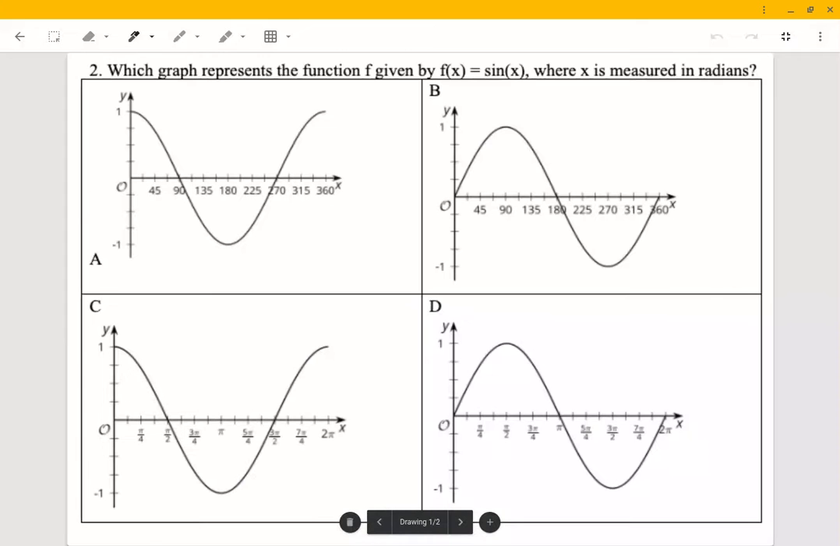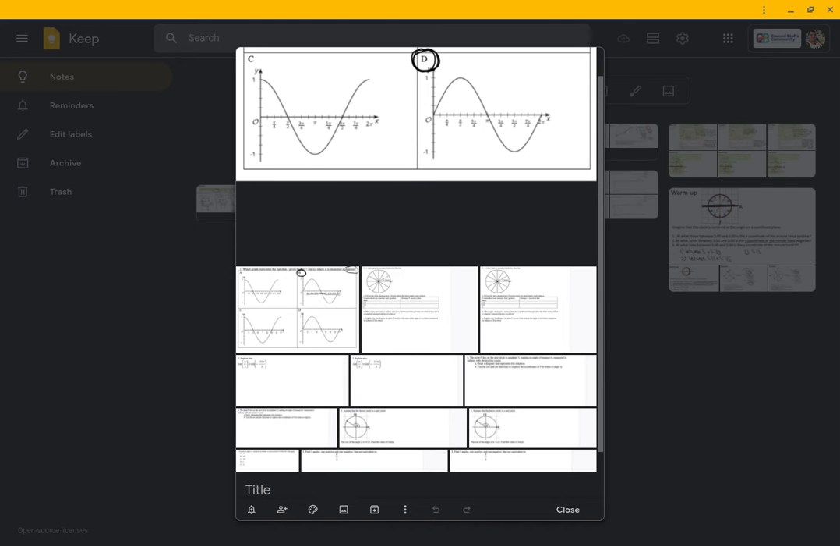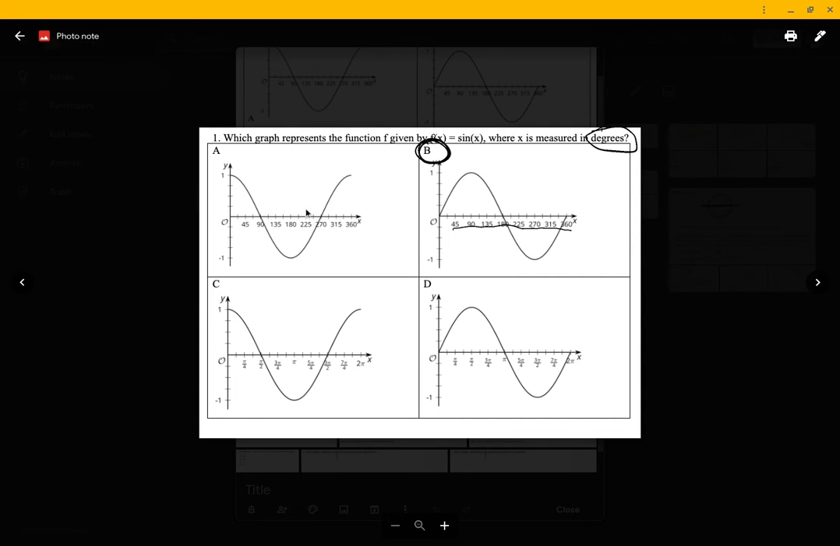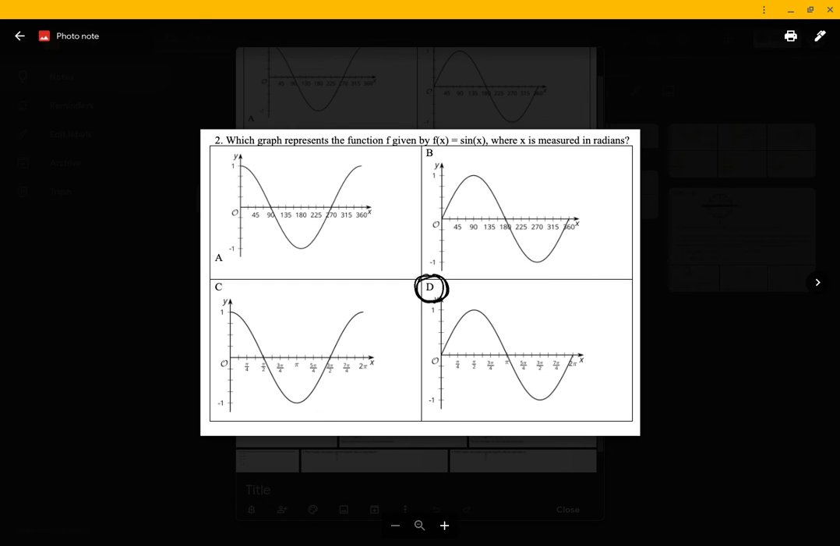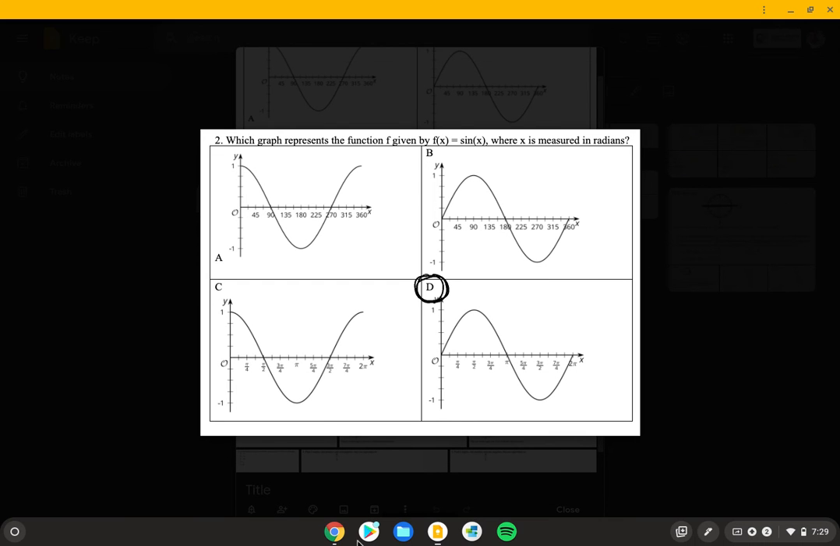okay, we're doing the same exact thing. Which graph represents the function f given by f of x equals sine of x, where x is measured in radians. Okay, so if B is in degrees, that means D has to be in radians. So the answer to number 2 is D. So in summary, the answer to number 1 is B, and the answer to number 2 is D.